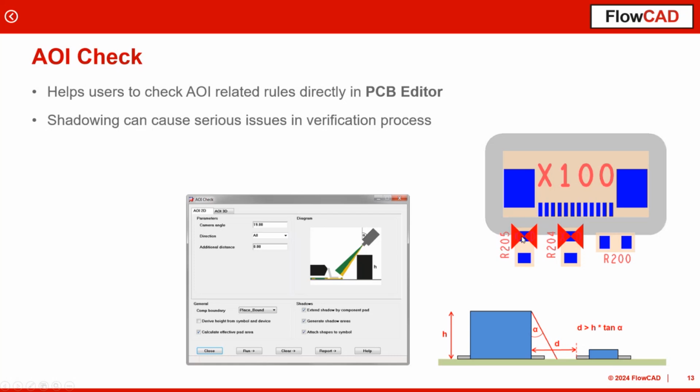And any pad from an adjacent component like R205 in this example here, which is now partially covered by this shadow, will generate a DRC. And the only thing you need to do right now in the floor planning phase is to grab these components and move them away. So this is the benefit of AOI checking.